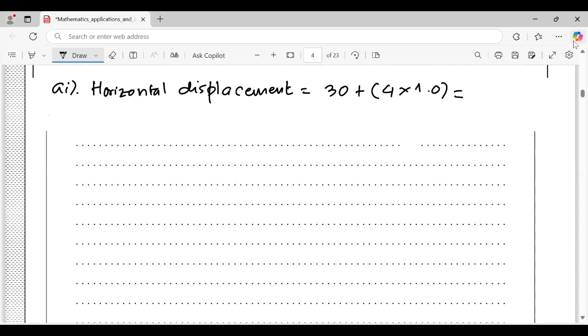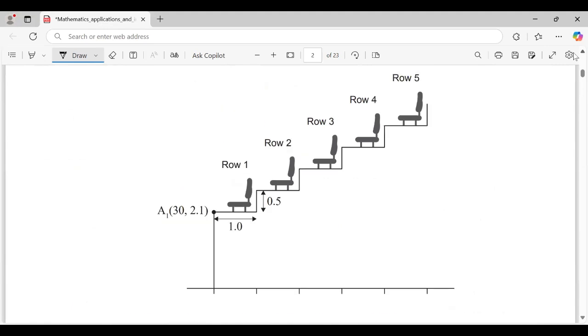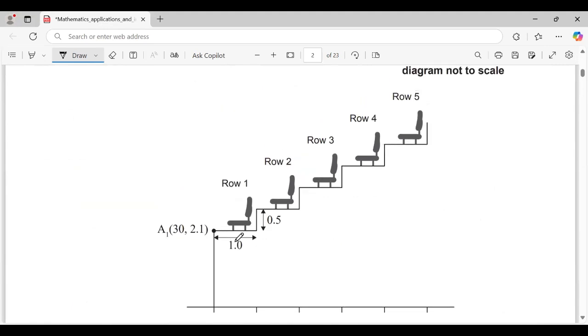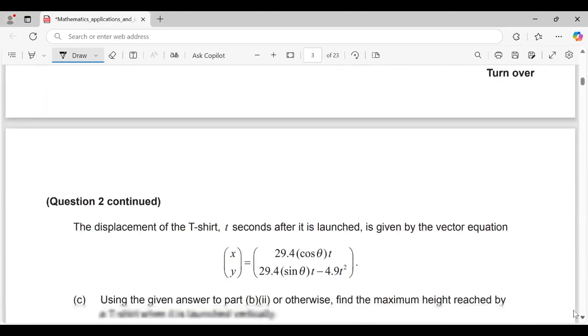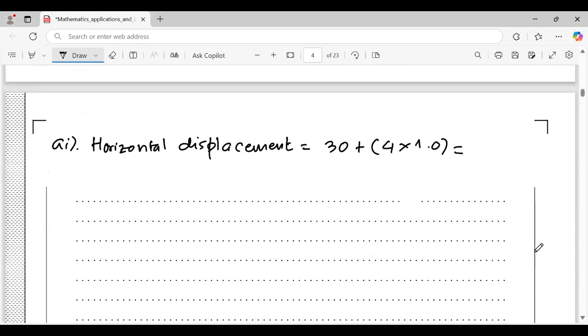Okay, if you look at the diagram, at row 4, the first step is 30. And the vertical is 2.1. So 30 plus 4 multiply 1.0 is 34 meters.